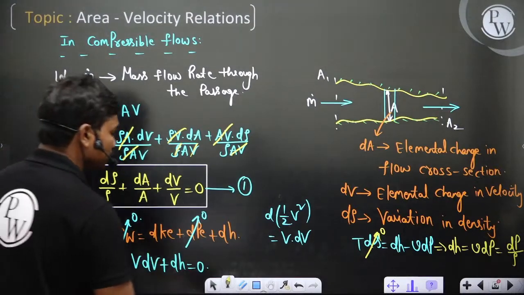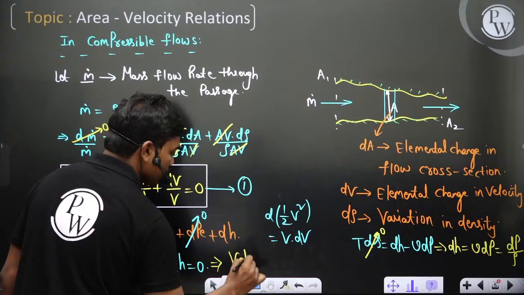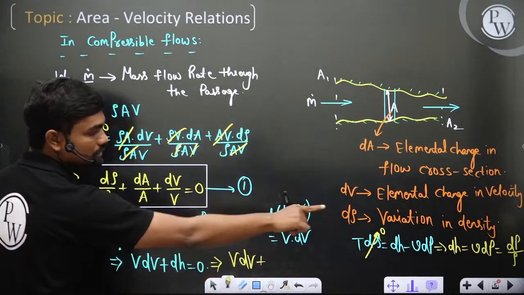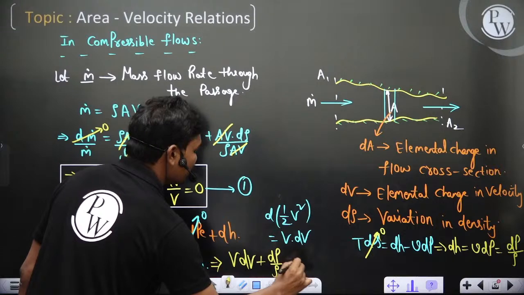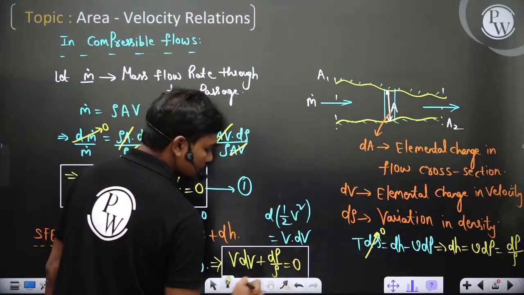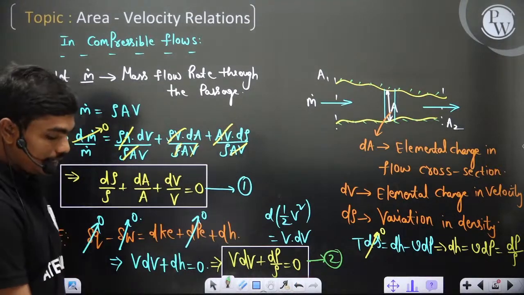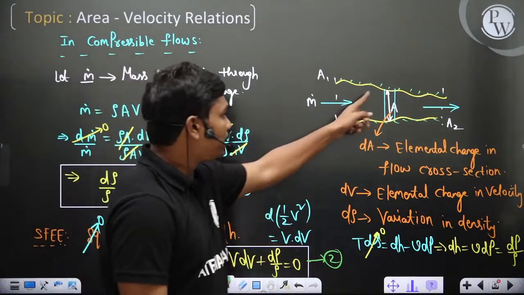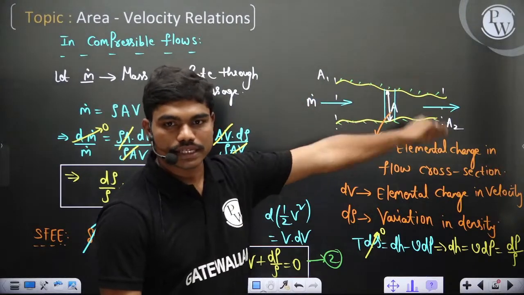Now in this equation you can see this gives you V dV plus dH, and dH is nothing but dP by rho, so V dV plus dP by rho is equal to 0. So this is your second equation, equation number 2. Because my intention is to see, depending on the area of cross section, if you have certain inlet conditions, what could happen after that.